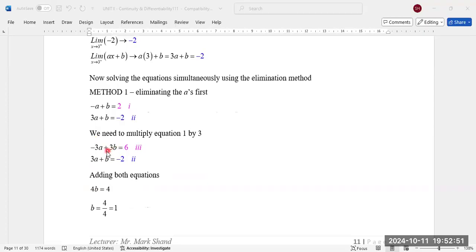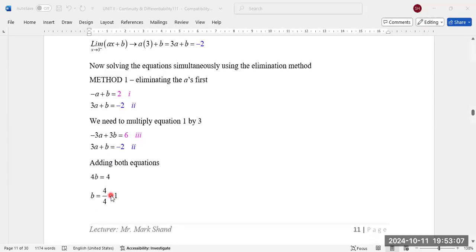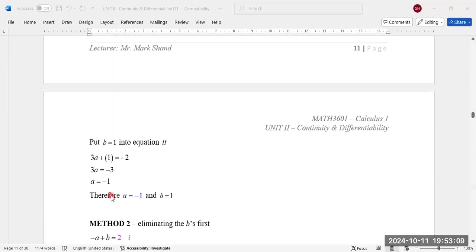And then now I'm going to add 3a plus b to give me 4b. I'm going to add 6 to negative 2. I'm going to get 4. And of course, we divide both sides by 4. And I'm going to get 1, b equals 1. Always substitute the value of b into one of the equations. I chose equation 2. Anywhere in equation 2 I see b, I'm going to put 1.